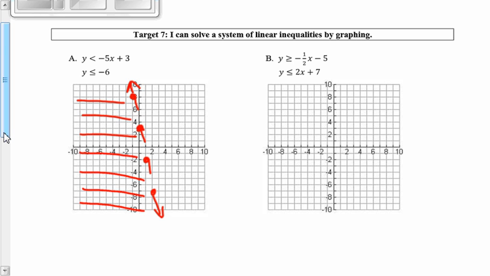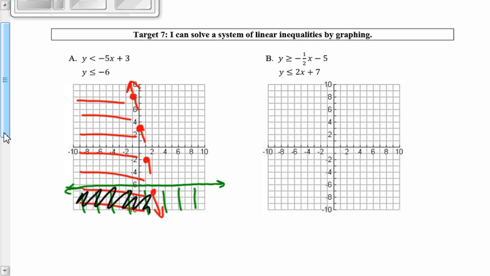And then for the second equation, it says y is less than negative 6. So we're going to graph negative 6 as a solid line. It's a horizontal line, and it says less than, so we're going to shade below. And our final answer here is that double shaded region. So if you can't tell where that is, it's right in here.